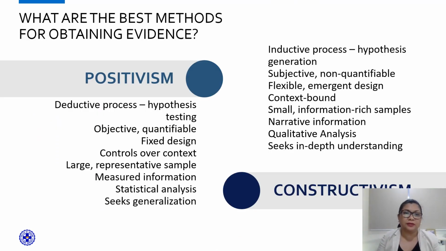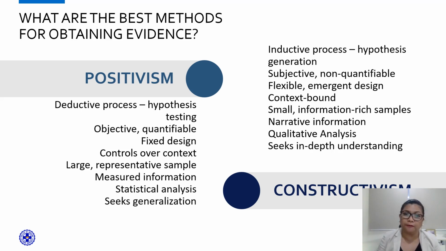So what are the best methods for obtaining the evidence? From the positivist perspective, it's a deductive process. You have a hypothesis or maybe a theory, and you try to test the veracity or validity of that hypothesis, whether we reject it or not. It's objective, quantifiable, with a fixed design. You have to have controls over extraneous variables. Usually it's desirable to have a big representative sample or a large number of participants, with measured information. You need to apply statistical analysis, and after that you make a conclusion, a generalization.